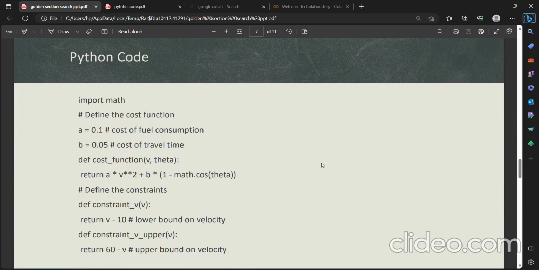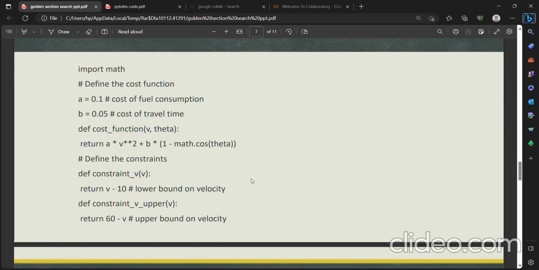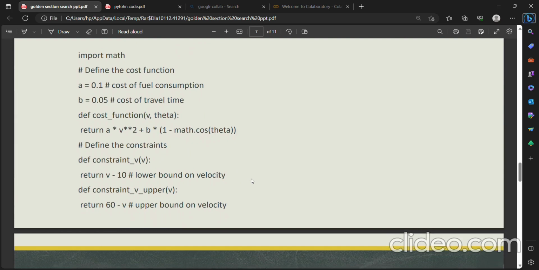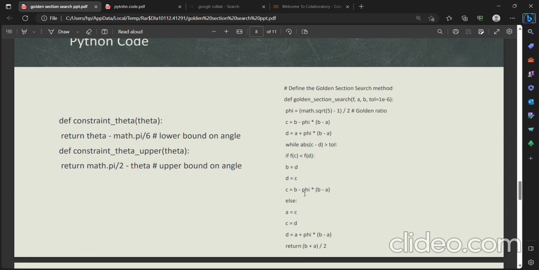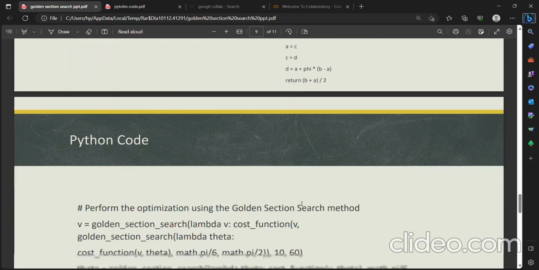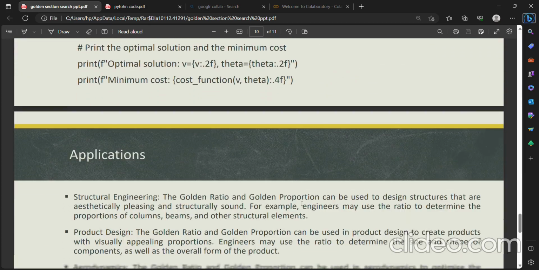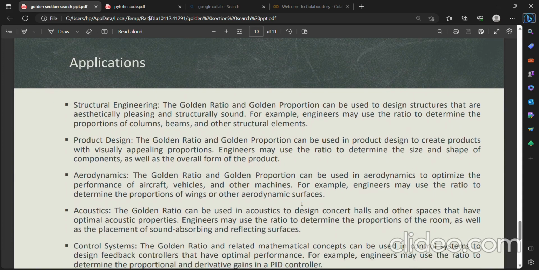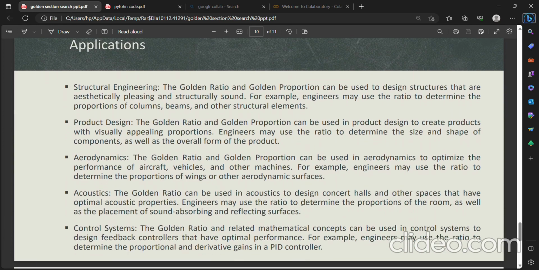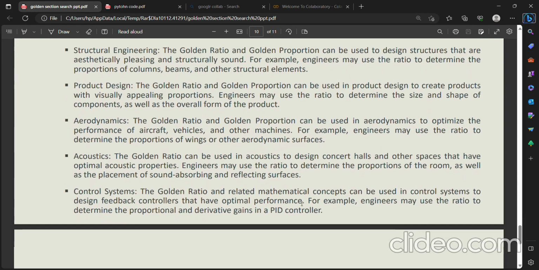Here is the Python code for the above model, a unimodal model. Like import math. First we have to take the libraries and import them, then we will give the input and write the code. I will show you the output also. This golden section can be used in various applications like structural engineering, product design, aerodynamics, acoustics, and control systems.